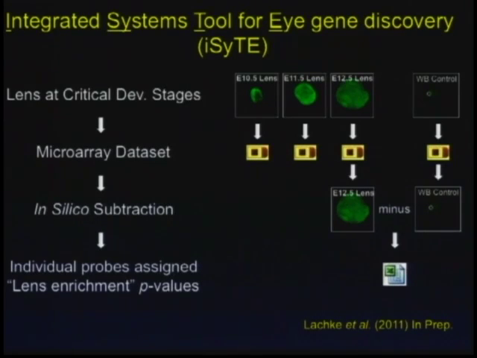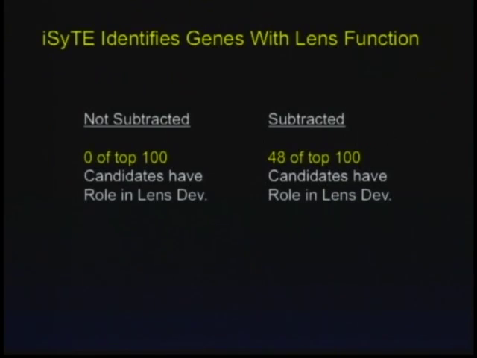And then we carried out a Bayesian t-statistic comparison between these two data sets. An analogous experiment would be an in silico subtraction, like the cDNA subtraction that we were used to as molecular biologists when we were looking at two different cell types and wanted to know cell type specific genes. So this is analogous to that. We call it in silico subtraction here. And this allowed us to generate p-values which are called lens-enrichment p-values. So how effective is iSyTE?